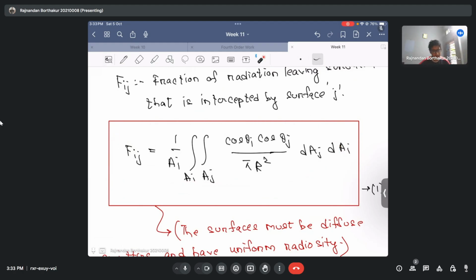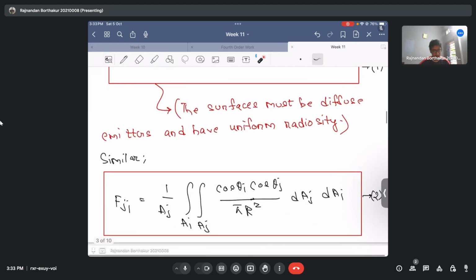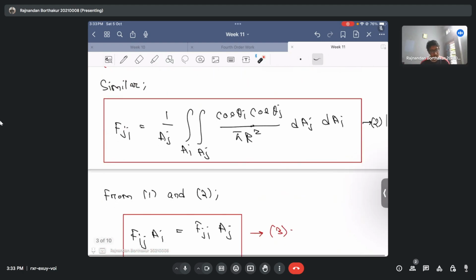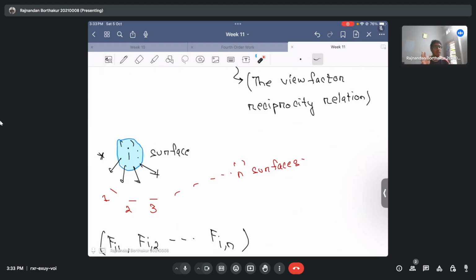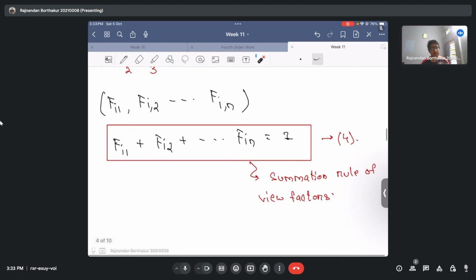This is something that you need to understand. Still, if there are any doubts on how this came, please go back and have a look at your lecture series. But in a nutshell, this equation 1, this equation 2, this 3 and 4 are what, in principle, you all need to know if you want to solve any problems associated with view factors. And shortly we will see how we can apply these relations.